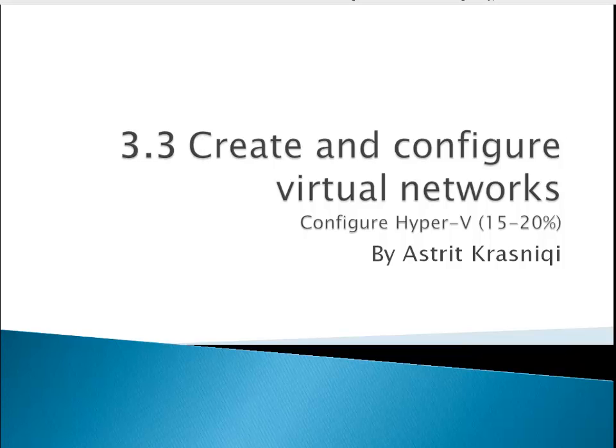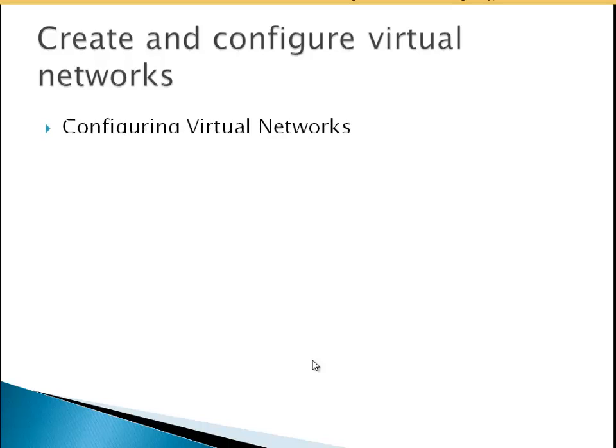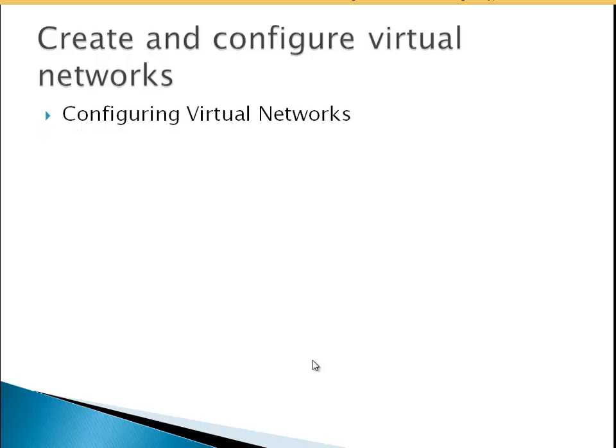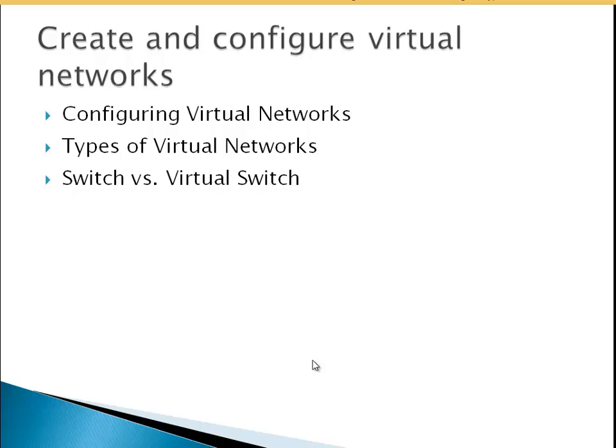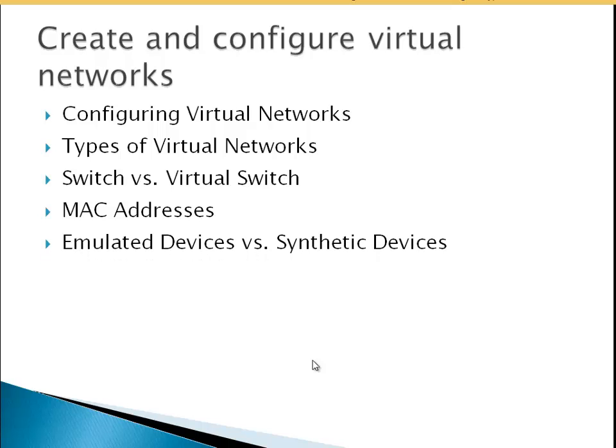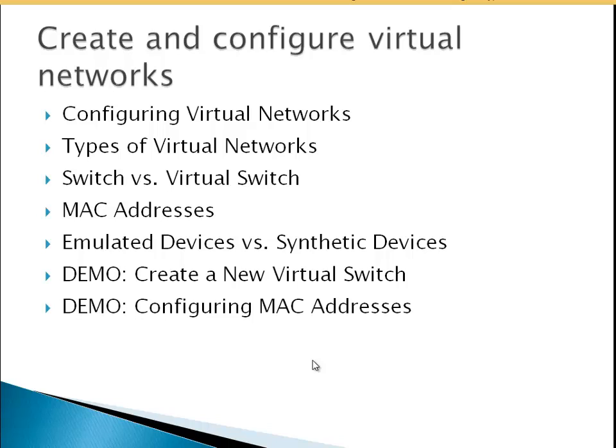Today we will be talking about chapter 3.3, Create and Configure Virtual Networks, part of Configure Hyper-V. In this chapter we'll talk about configuring virtual networks, types of virtual networks, physical switch against virtual switch, MAC addresses, emulated devices against synthetic devices, a demonstration of creating a new virtual switch, and a demonstration of configuring MAC addresses.